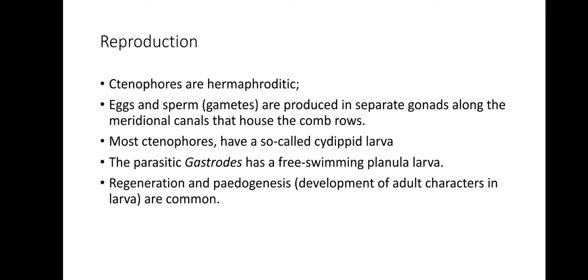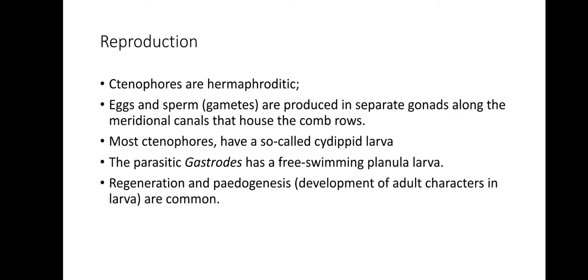sperms are produced in another kind of gonad, and these are present along the meridional canal, which is associated with the comb plates. There are 8 comb plates, which means there will be 8 meridional canals associated with them. So present along those meridional canals are the gonads, male or female gonads.